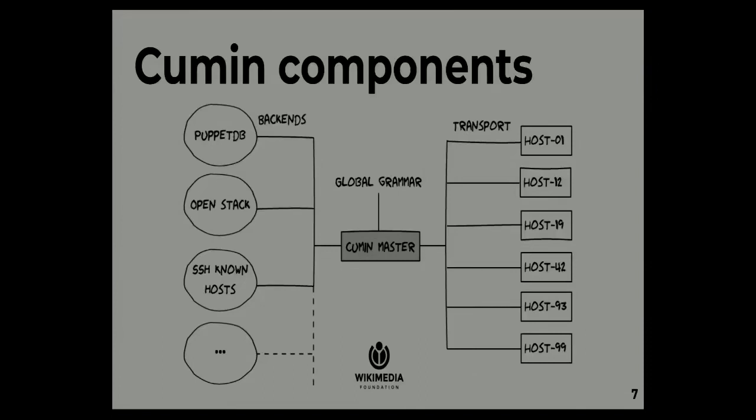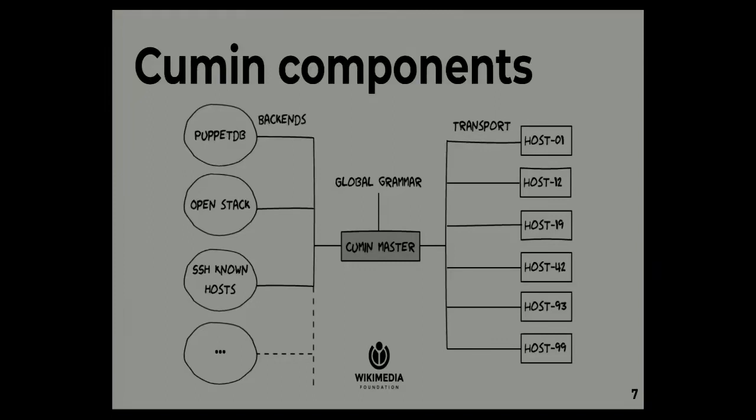And then, given the global grammar, that is basically simply having parentheses and Boolean operators, and being able to combine results of all of them, you can select things from different sources of truth, from your cluster management, from your inventory, whatever you have and you want to combine, and then use Cumin to just execute the commands on the resulting subset of hosts. And the transport is the one that allows you to execute things over the host.